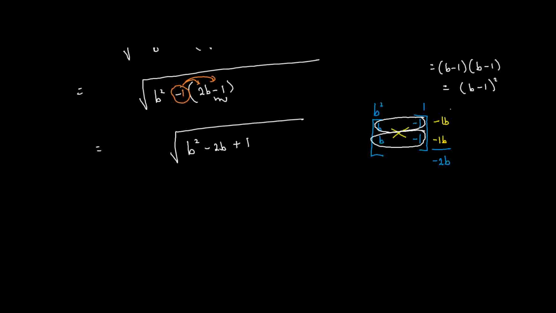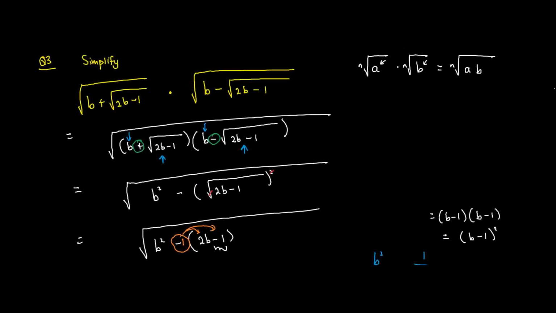It's the square of a binomial. So now I have the square root of b minus 1 all squared. So again, the square root and the square, they undo each other. Think about it as they undo each other, and I'm left with b minus 1. And I cannot simplify that any further. My final answer is b minus 1. Okay, so again, this was a very interesting question. Okay, let's look at the next question.